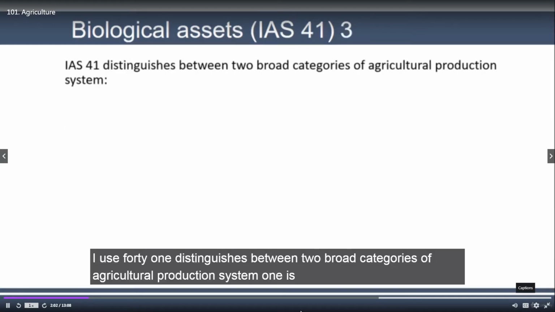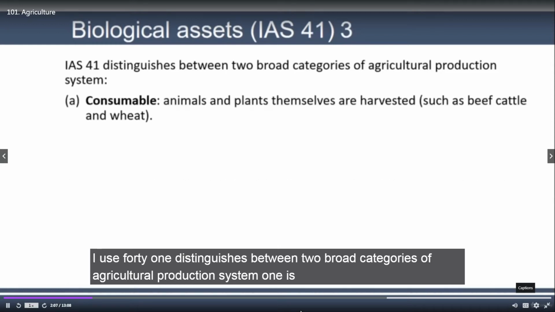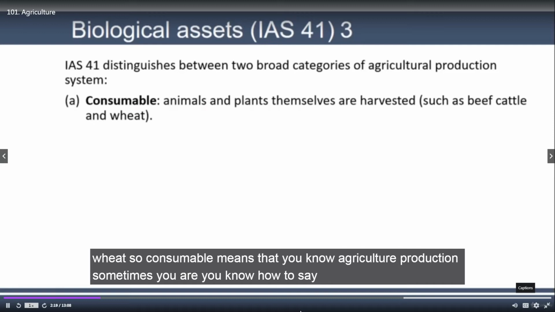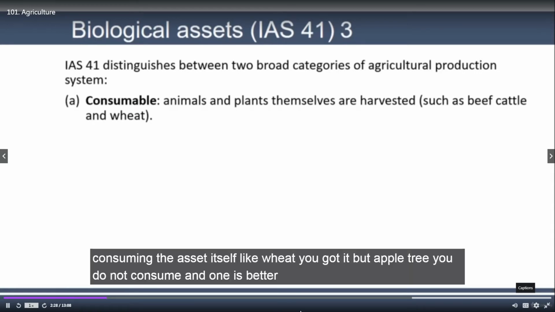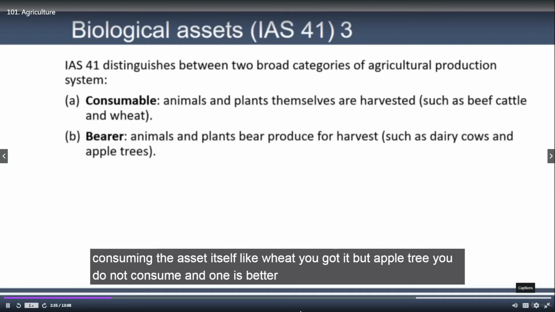IAS 41 distinguishes between two broad categories of agricultural production system. One is consumable. Animals and plants themselves are harvested, such as beef cattle and wheat. So consumable means that in agricultural production, sometimes you are consuming the asset itself. Like wheat, you cut it, but an apple tree you do not consume.